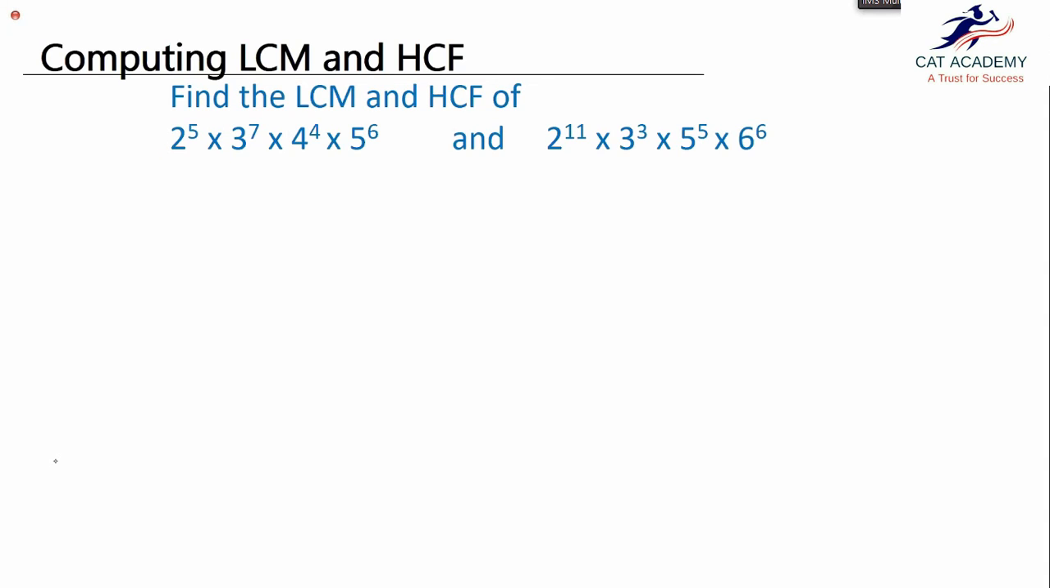Something like this. Find LCM and HCF of this. What should I do? Don't say take commonalities directly. Observation, here I have a 4 raised to 4 and 6 raised to 6, which are not prime numbers. So this is not prime factor form. So first of all, I need to convert that 4 raised to 4 and 6 raised to 6 into prime factor form. And then I need to go for the other thing.